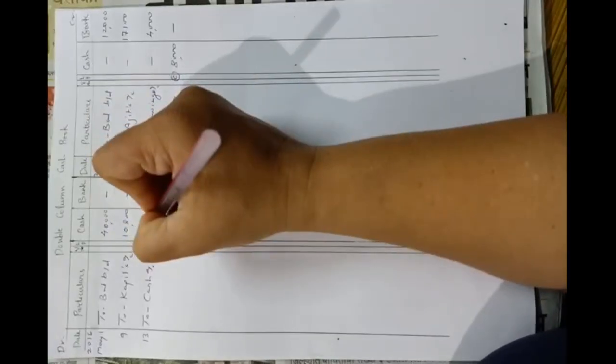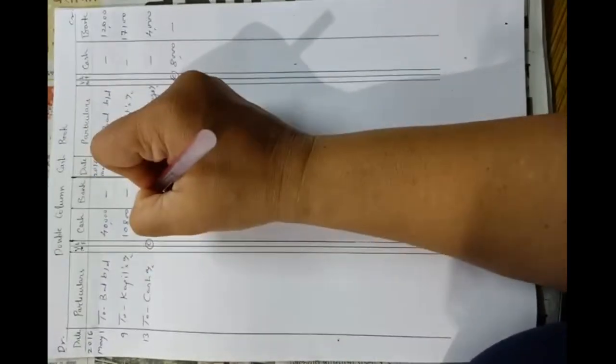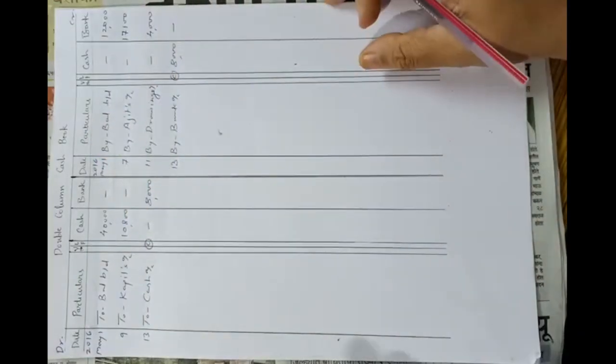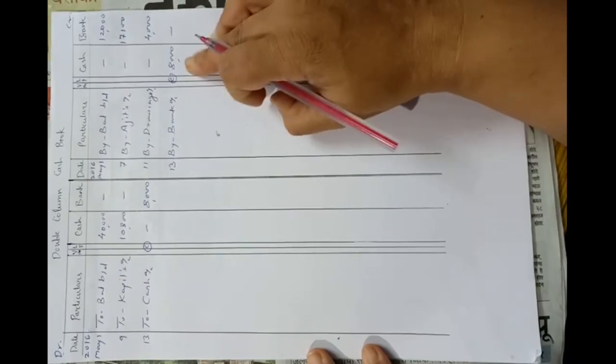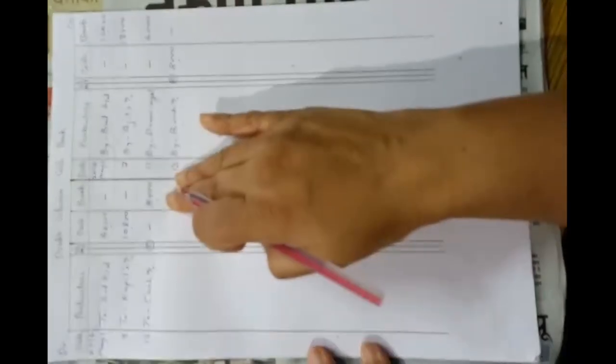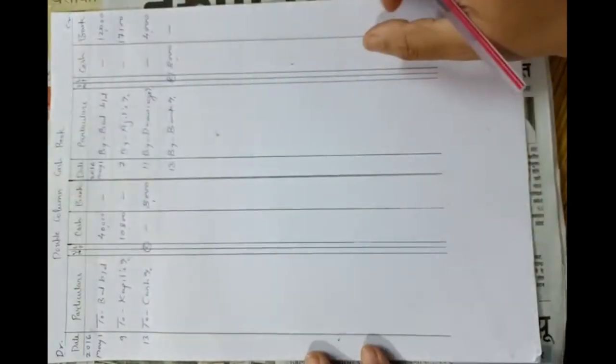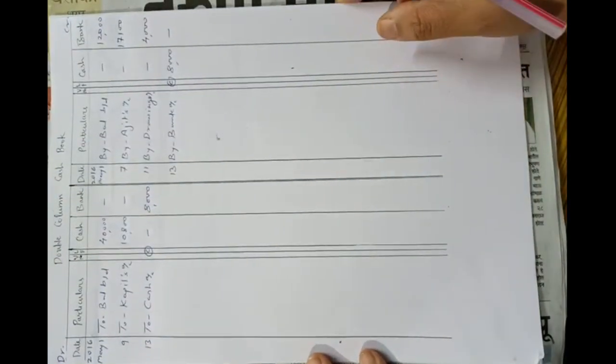Now on debit side we will deposit it into the bank. So on 13th May to cash account, contra entry, now we will deposit that amount in bank. So here cash will be reduced from cash column 8,000 and cash will be increased in bank account 8,000. So this is the contra entry. Understood.